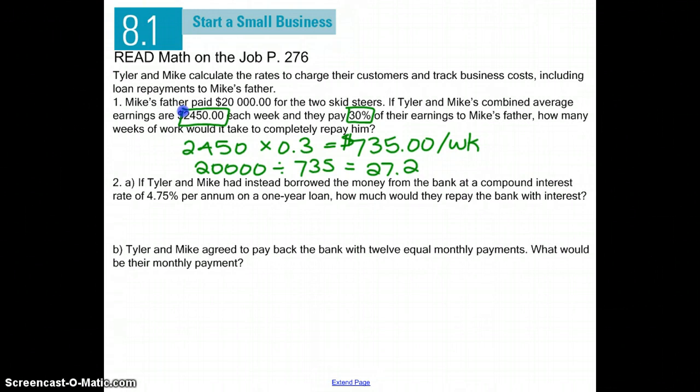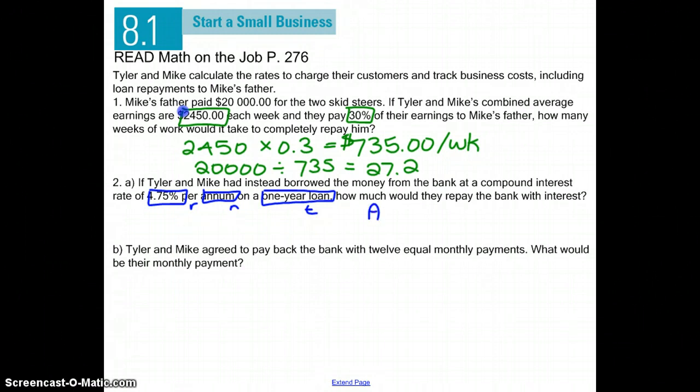2A, if Tyler and Mike had instead borrowed from the bank at a compound interest rate of 4.75%, so that is your R, on a per annum, so that is your N, on a 1-year loan, so that is your T. How much would they repay the bank with interest?